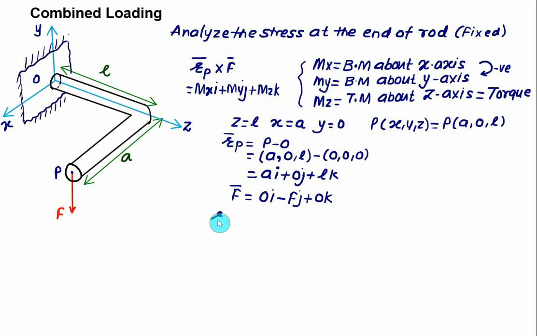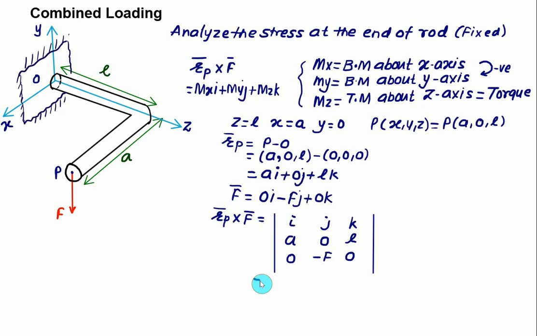So we have r bar P cross F bar. You know the method to find the cross product. For the cross product, first you write down i, j, k. In the second row you write down the coefficients of the position vector, which are A, 0, L. Then you write down the coefficients of the force vector under i, j, k, that will be 0, minus F, and 0. Now find the value of this determinant and compare it with Mx i, My j, and Mz k.